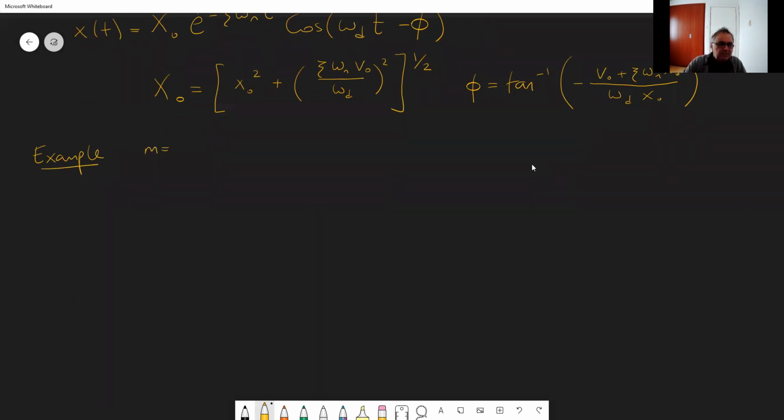Let's say that you have a system with 10 kilograms of mass, c is 20 Newton second per meter. The initial displacement is 1 centimeter. X dot of 0 is, let's say, 0.